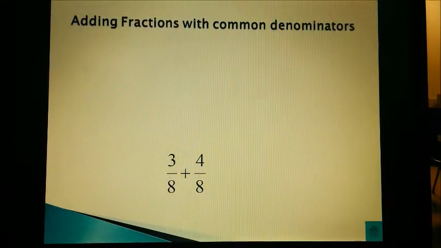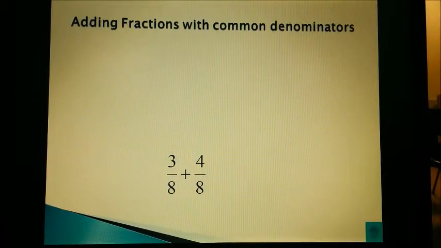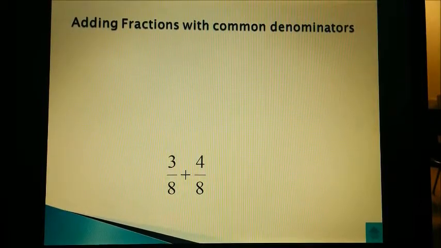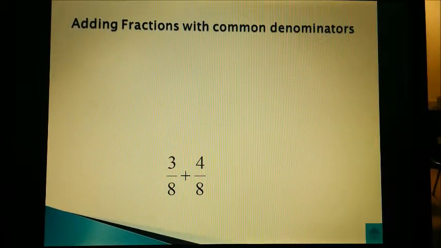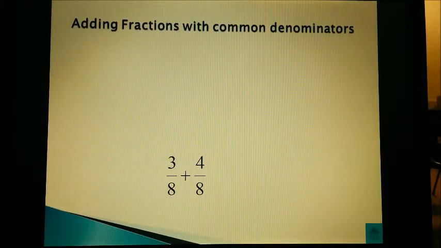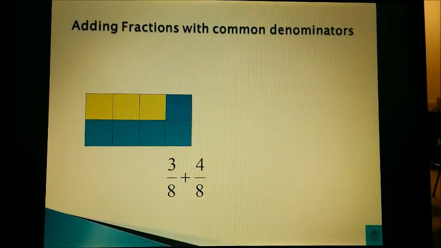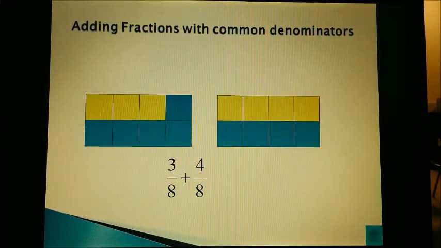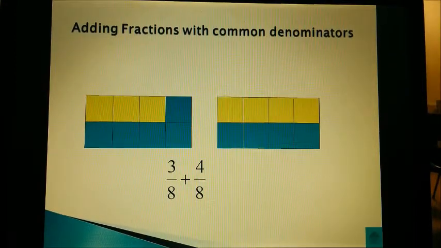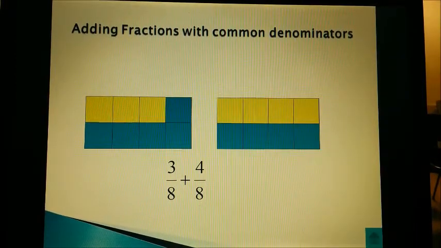Again, another example. So we have 3 over 8 plus 4 over 8. As we can see that these both fractions, they have the common denominator, which is 8. So technically we will just add the numerators and keep the denominator as is. 3 plus 4 will be 7, and we will take the denominator as is, and it's going to be 8. So the final answer will be 7 over 8.